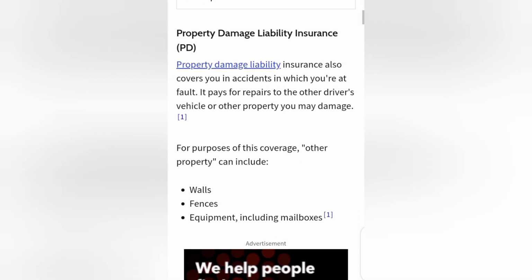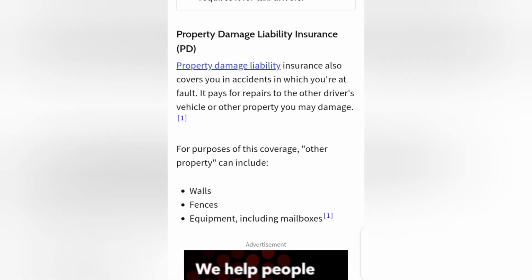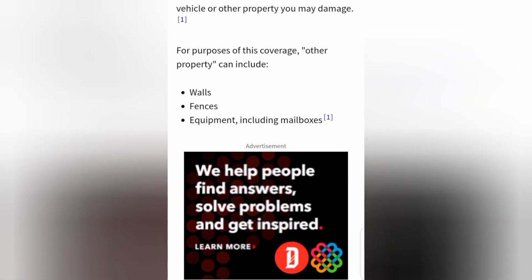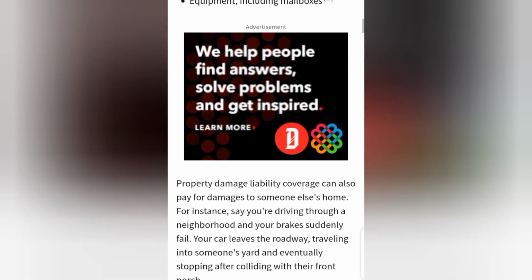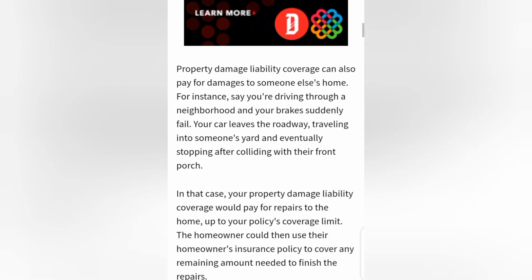The number 2 is property damage liability insurance, also known as PD. Property damage liability insurance also covers you in accidents in which you are at fault. It pays for repairs to the other driver's vehicle or other property you may damage. For purposes of this coverage, other property can include walls, fences, equipment including mailboxes. Property damage liability coverage can also pay for damages to someone else's home.